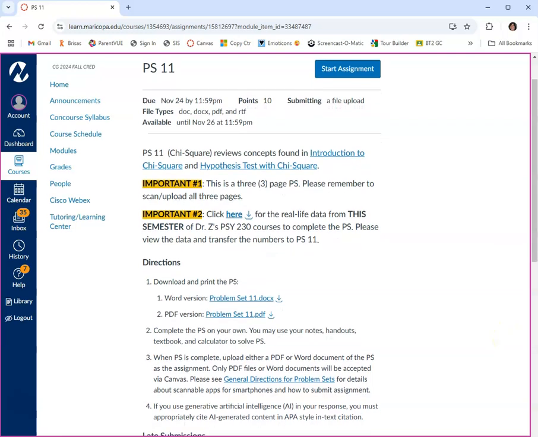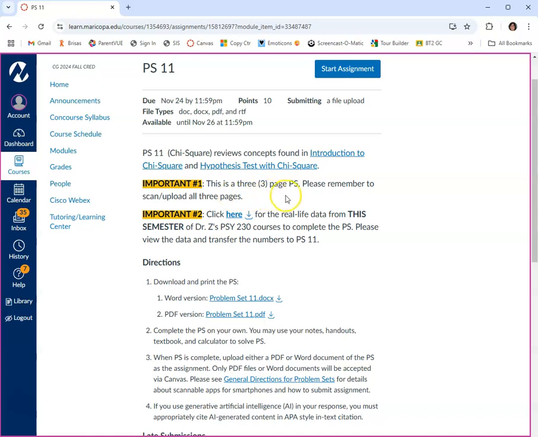The third assignment is Problem Set 11. This problem set reviews concepts in Introduction to Chi-Square and Hypothesis Tests with Chi-Square. This problem set will have you practice conducting a one-tailed hypothesis test with Chi-Square for goodness of fit. This week's activity will also be excellent practice for the summary and interpretation statements that you will provide in this problem set. I do want to point out these two important points.